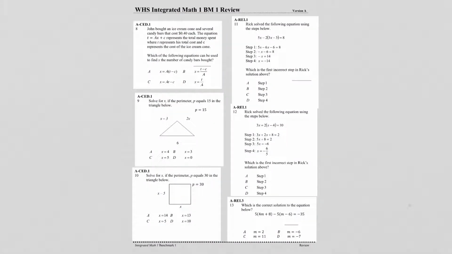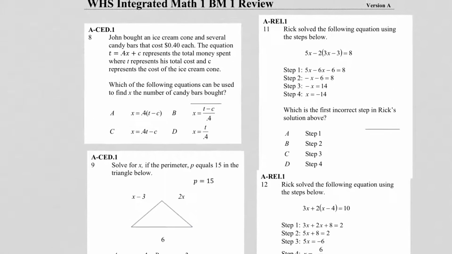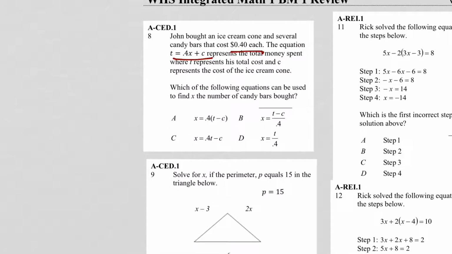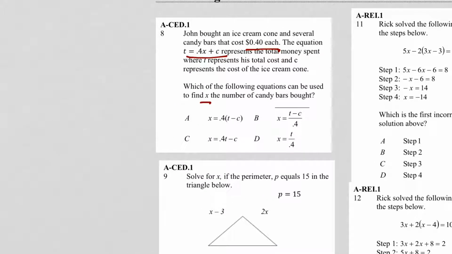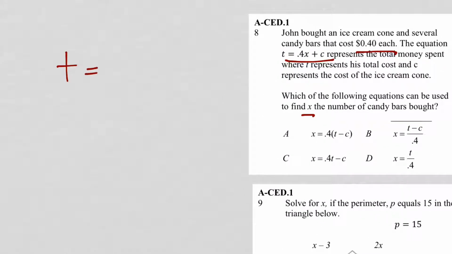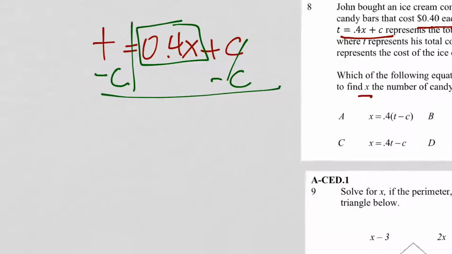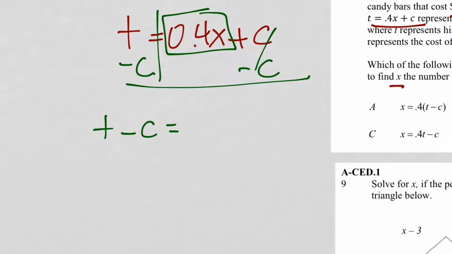Number 8. John bought an ice cream cone and several candy bars that cost 40 cents each. The equation is the following. Which of the following equations can be used to find x? So I have T equals 0.4x plus C. I need to solve for x, so I need to get rid of C. The opposite is to subtract C. So I get T minus C equals 0.4x.